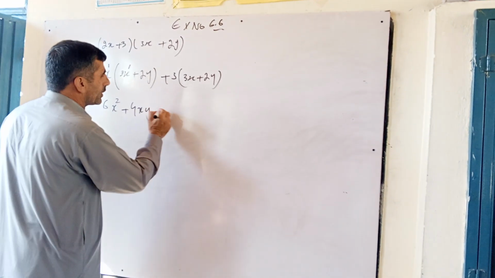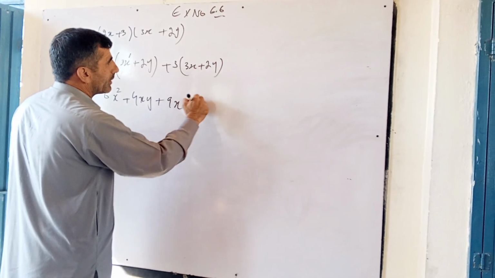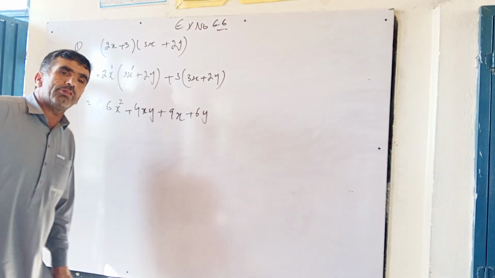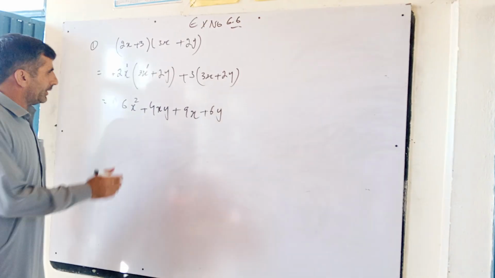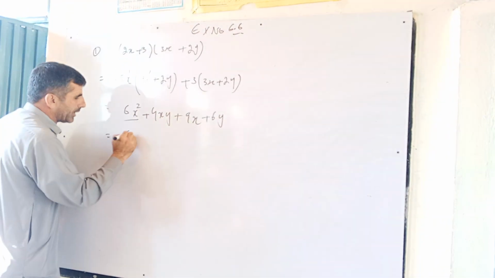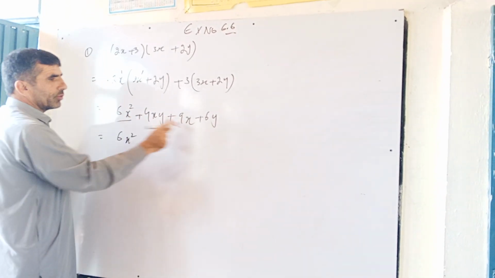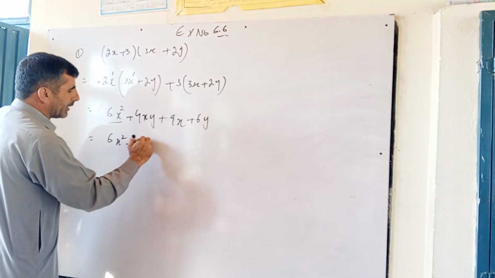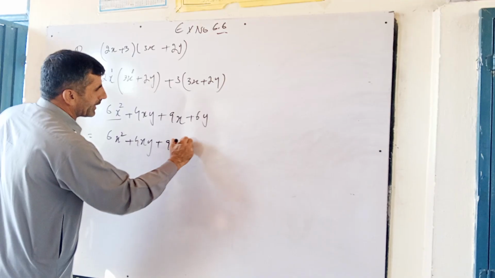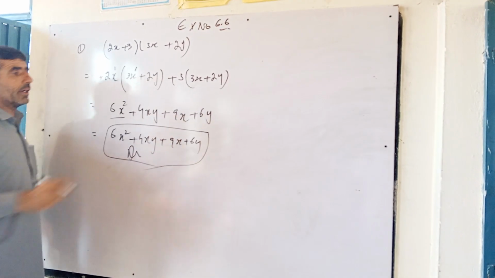Now this is 3, so 3 will also multiply with this, so 3 threes are 9x plus 3 twos are 6y. Now same variable will be added with the same variable. This is 6x square. There is no other x square, so I shall write it as it is. So it is equal to 6x square. Now there is no xy, so I shall write as it is, 9x and plus 6y, and this is our final answer. So this is a horizontal form.